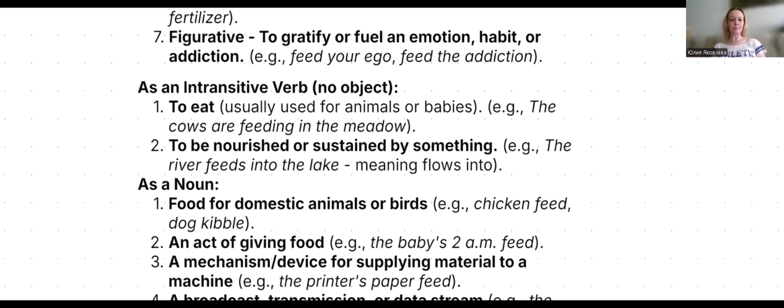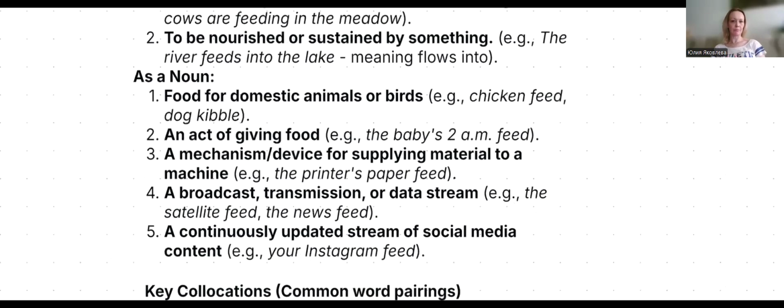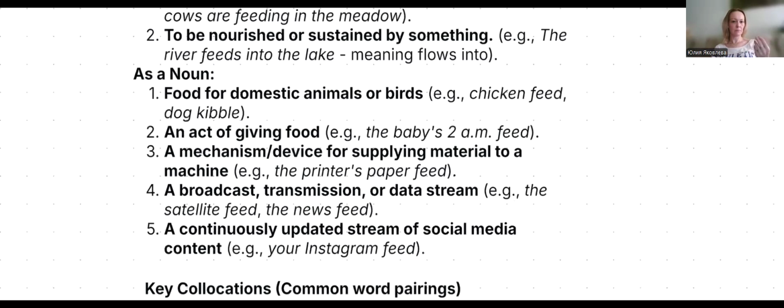As a noun, you see, it has the following meanings. So food for domestic animals or birds. So feed becomes a noun. Chicken feed means chicken food. Dog kibble. An act of giving food, so the process itself.